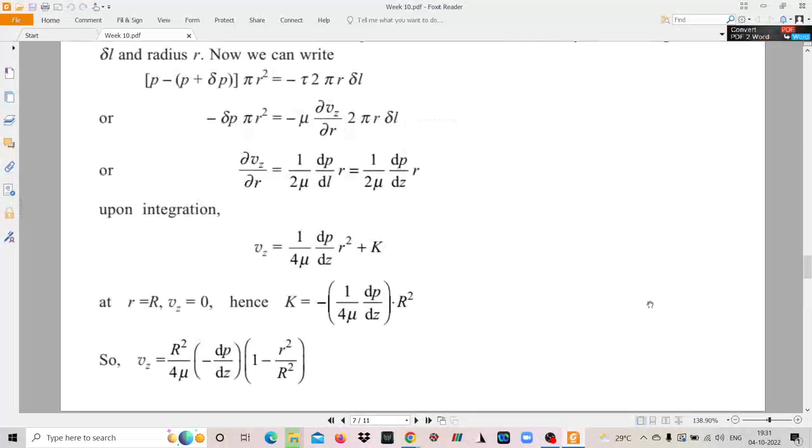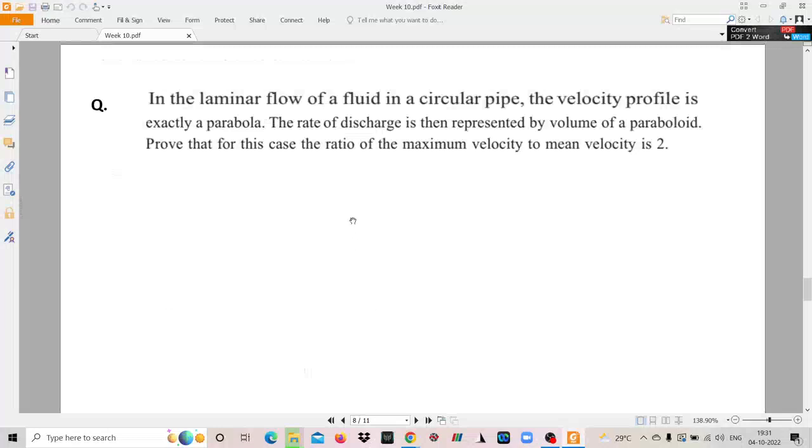In the earlier problem we derived the expression for the variation of velocity with r. Using this expression you need to determine the maximum velocity and the mean velocity for a circular pipe, and prove that the ratio of the maximum velocity to the mean velocity is 2. I'm giving you 5 to 6 minutes for solving this problem, and then we'll discuss the solution.